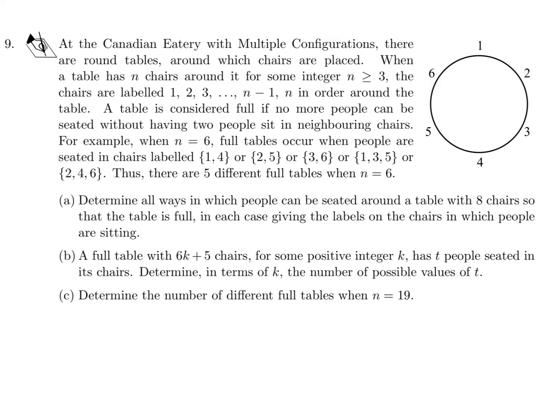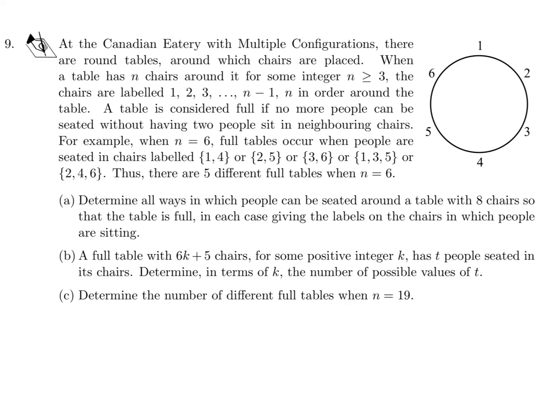At the Canadian eatery with multiple configurations, there are round tables around which chairs are placed. When a table has n chairs around it for some integer n greater than or equal to 3, the chairs are labeled 1, 2, 3, ... until n minus 1, n in order around the table. A table is considered full if no more people can be seated without having two people sit in neighboring chairs.